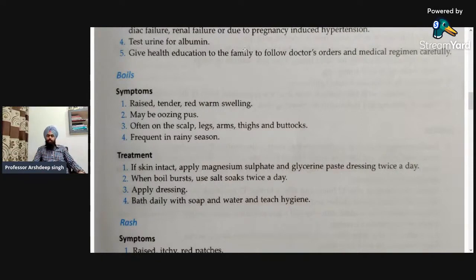Next, they are frequent in their release. How can we treat this? If the skin is intact, apply magnesium sulfate and glycerin paste dressing twice a day. When boils burst, use salt soaks twice a day, apply dressing, and bathe daily with soap and water. We have to maintain the hygiene of that part so that the area may not be infected. So these were the boils.